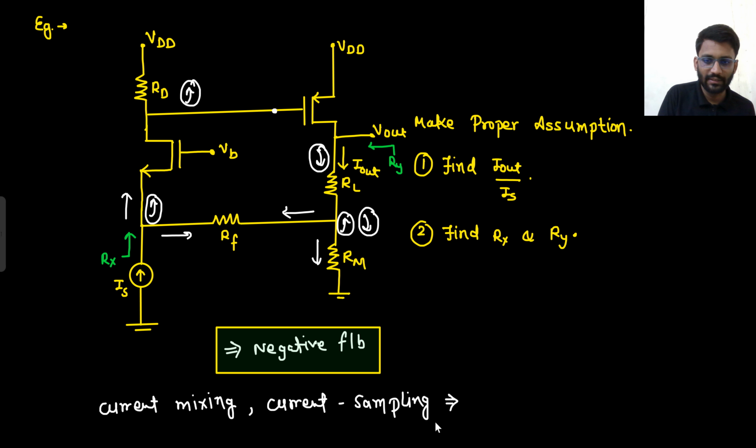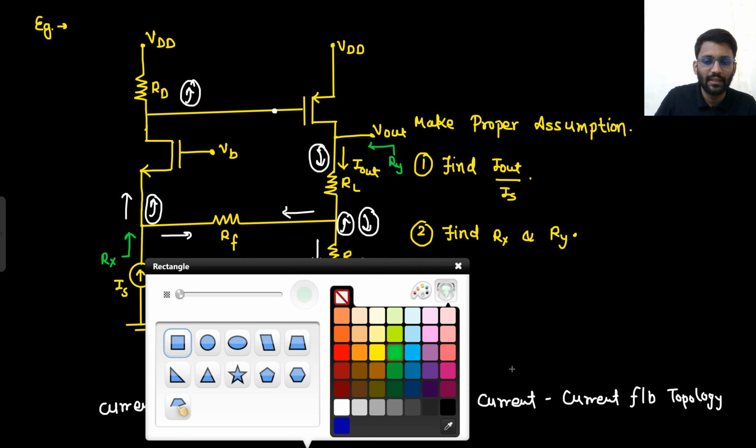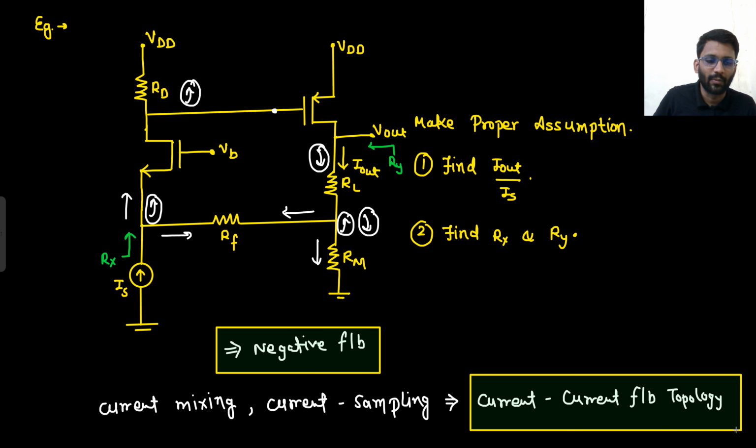So current mixing and current sampling. So this is current feedback topology. So this output current is coming, that is being sampled in two direction and being mixed with the input current. This is also you can see. This is a negative feedback system and there is current feedback topology.